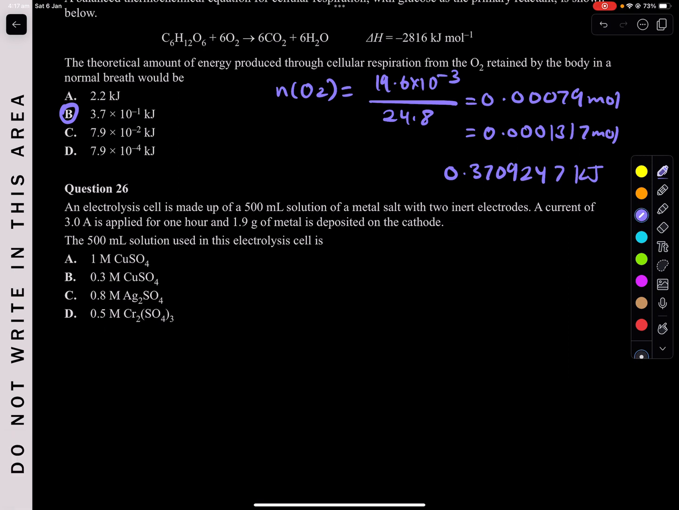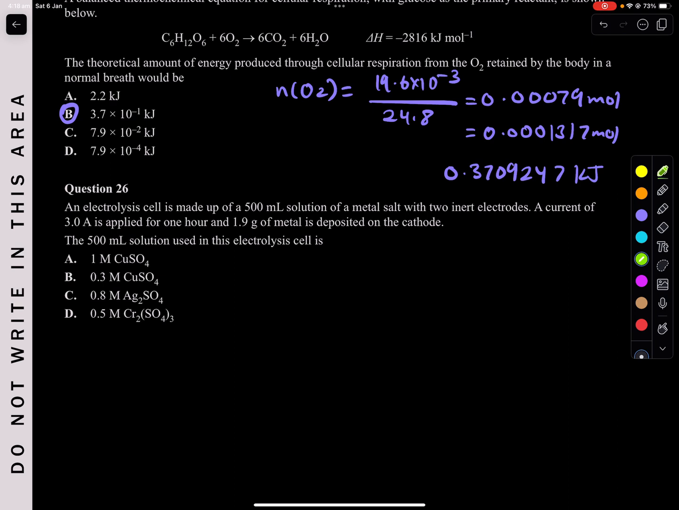26. An electrolysis cell is made up of a 500 milliliters solution of metal salt with two inert electrodes. A current of 3 amps is applied for 1 hour, and 1.9 grams of metal is deposited on the cathode. The 500 milliliter solution used in this electrolysis cell is what? It's such a beautiful question because it's always repeated in exams most of the time. I've done this question so many times in past exams.